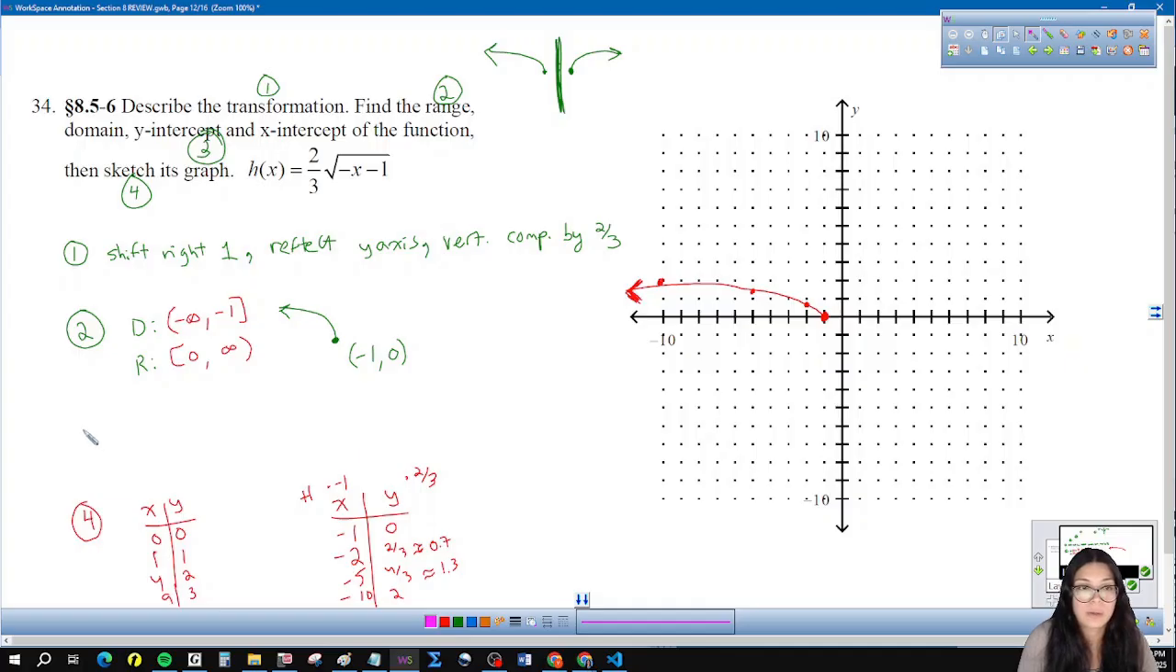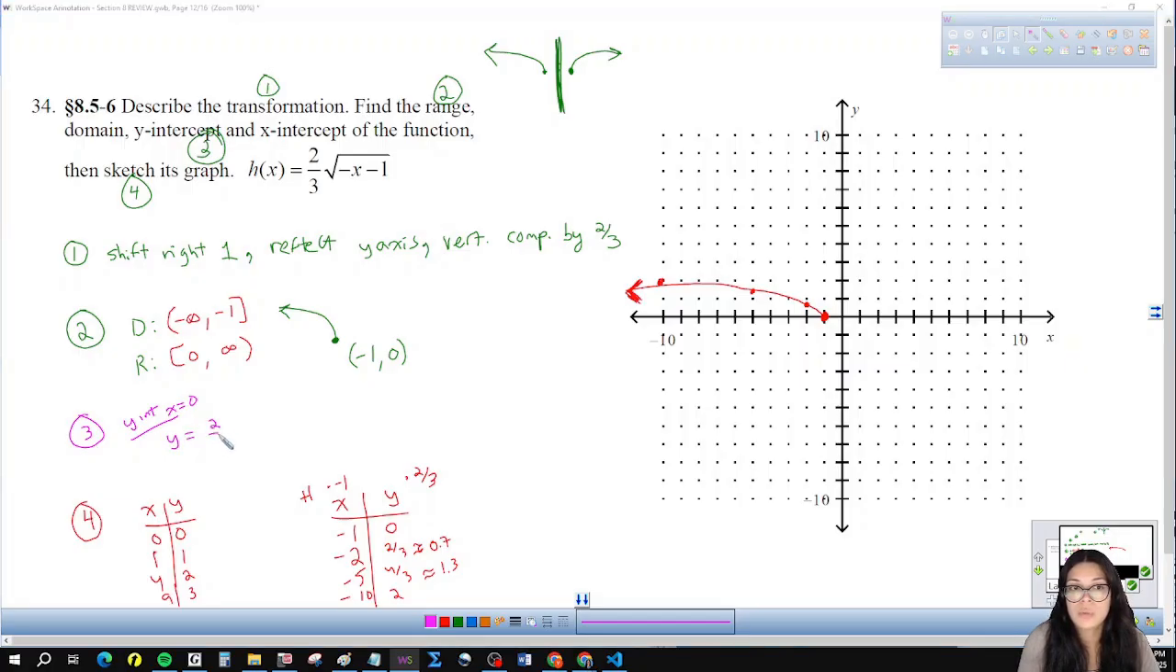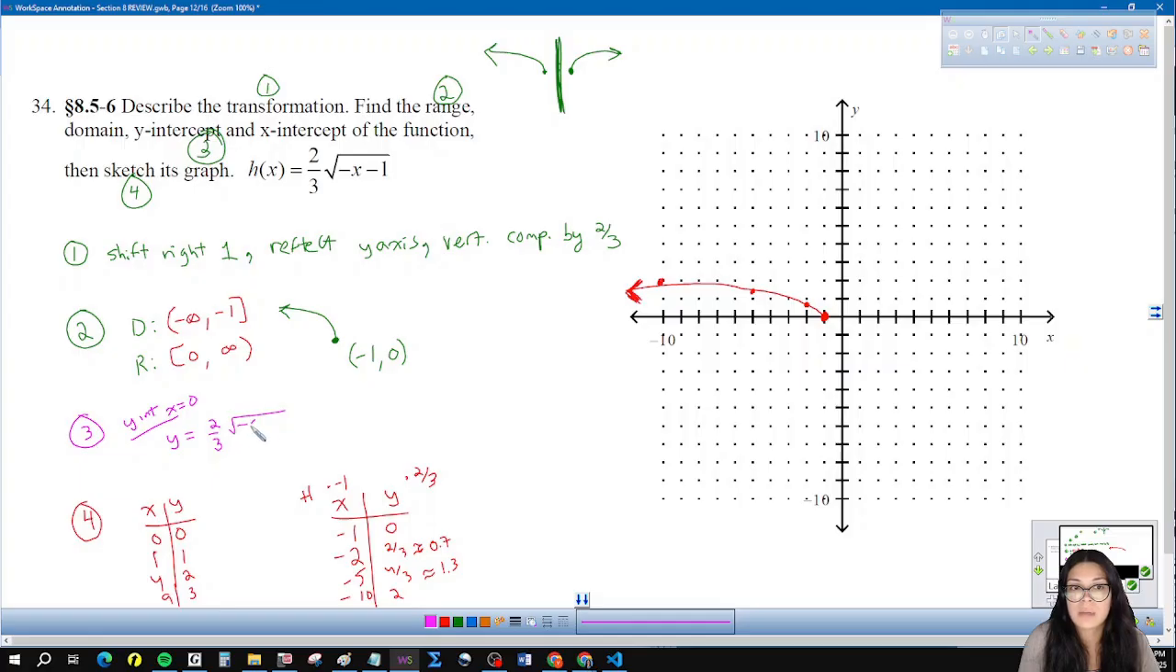Now last, we have to find the intercepts. So for the y-intercept, we're going to set x to equal 0 and solve for y. So our y value is going to equal 2/3 times the square root of -0 minus 1. This would be imaginary, since 0 minus 1 will be a negative. It would be 2/3 times the square root of -1, which is i, so it'd be 2/3 i. So it's not real, okay?